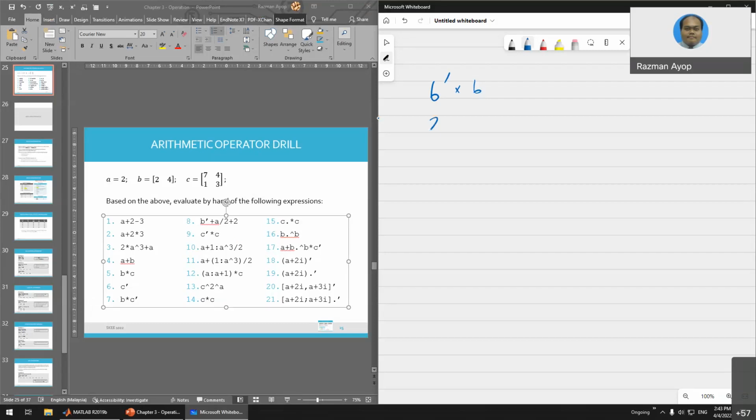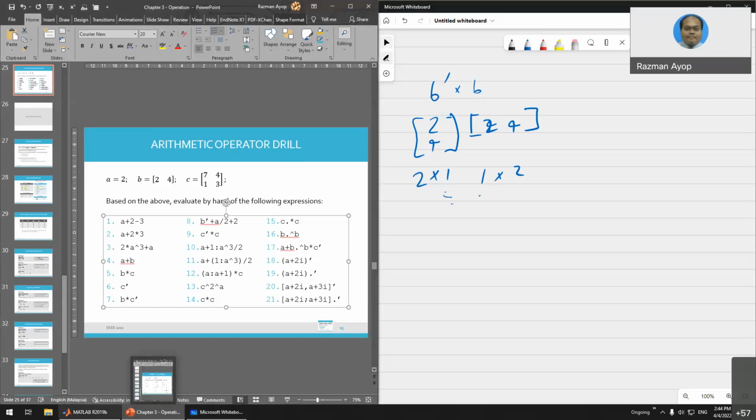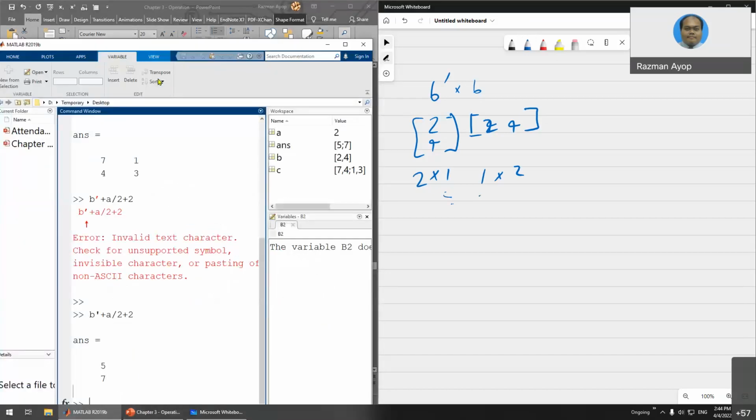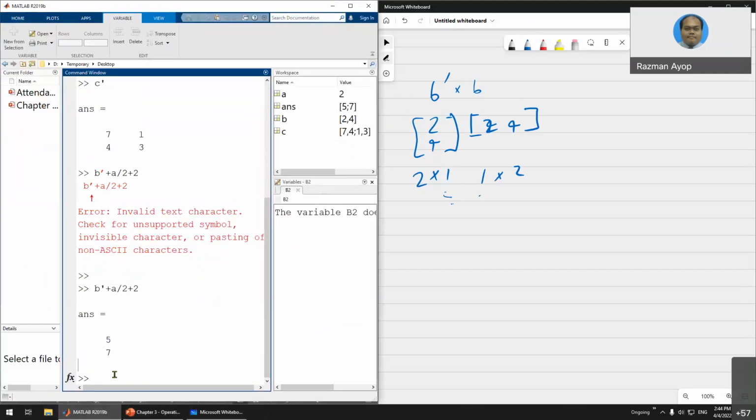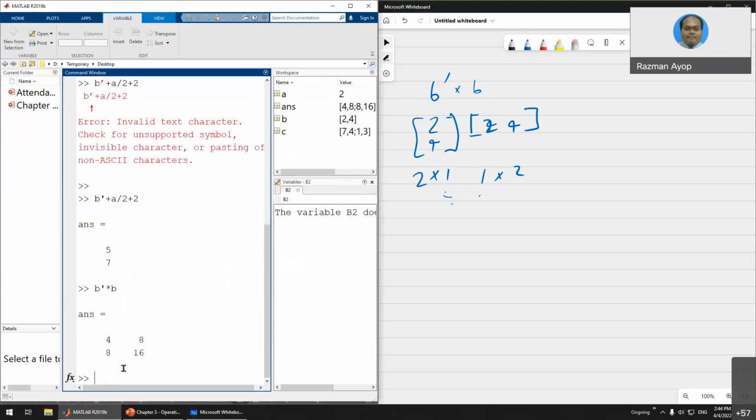You can see here, B bar is 2, 4 multiplied by 2, 4. So for this case it is 2 multiplied by 1 and 1 multiplied by 2. Yes, it can be done. You have to recall your matrix learning. So B bar by B can be done.